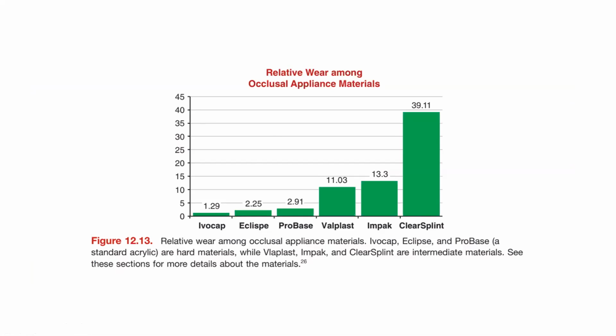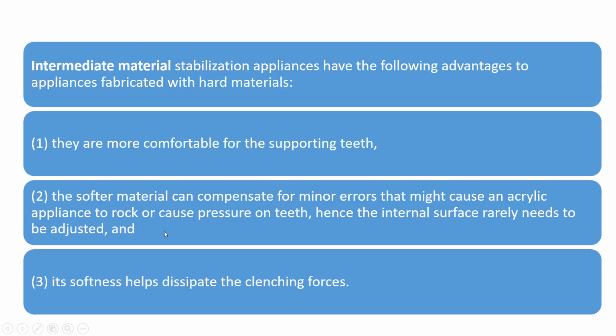So this is the figure showing the wearing of the occlusal appliances when the soft or the hard material is used. When the hard acrylic material is used, there is less wearing away of the occlusal appliances. Whereas when the soft material is used for fabrication of the occlusal appliance, it will generally have more wearing of the appliance. So the Bypassed Impact and the Clear Splint, which are soft occlusal splints, will have more wearing of the appliances, whereas the Evo Cap, Eclipse, and the Pro Base, which are hard materials, will have less wearing.